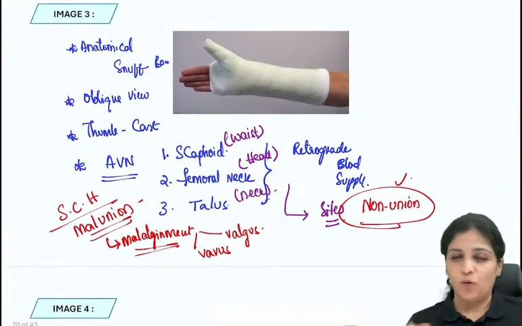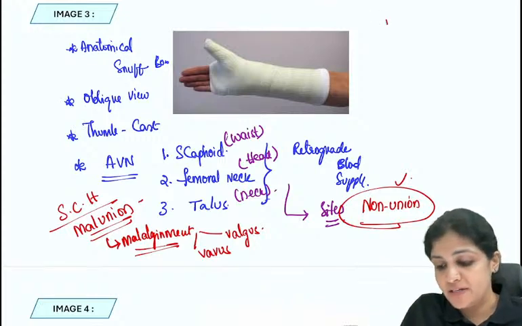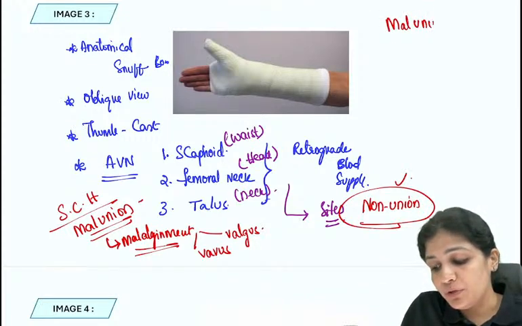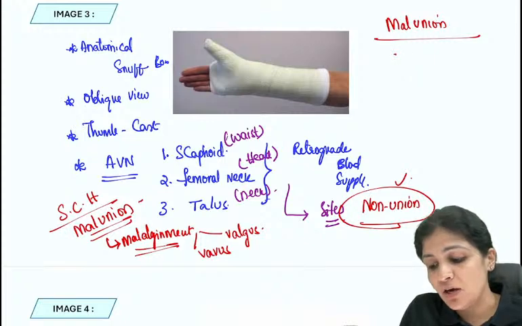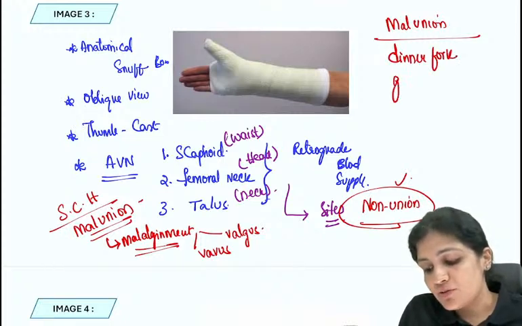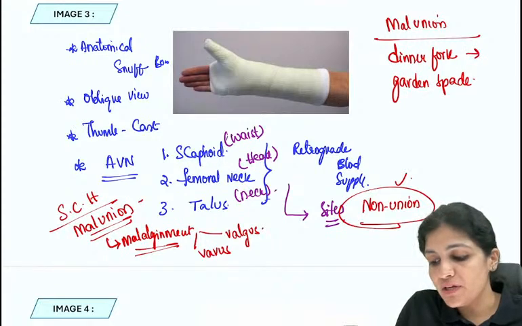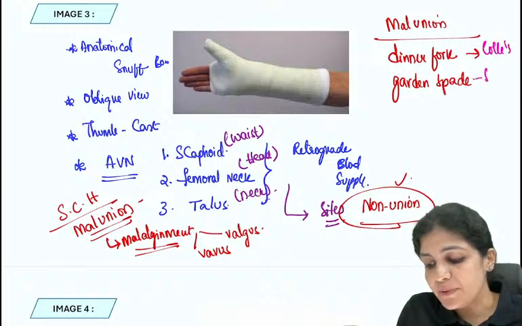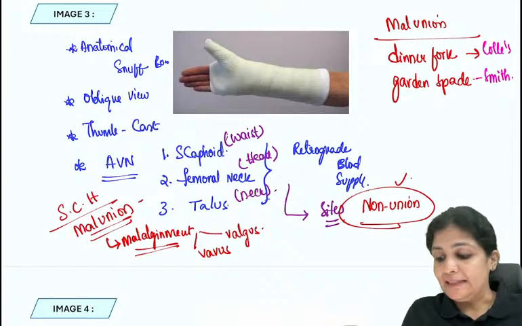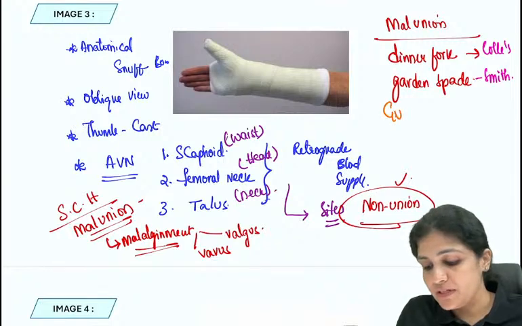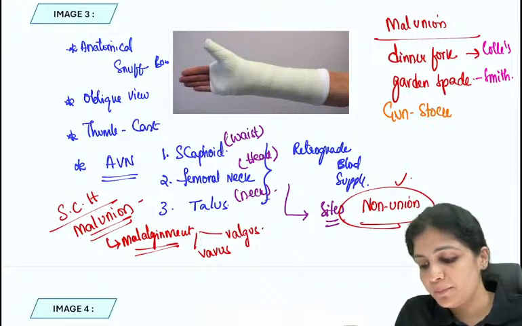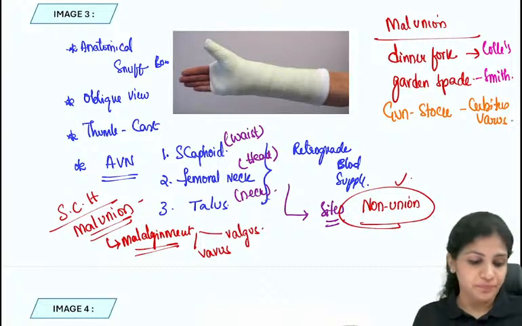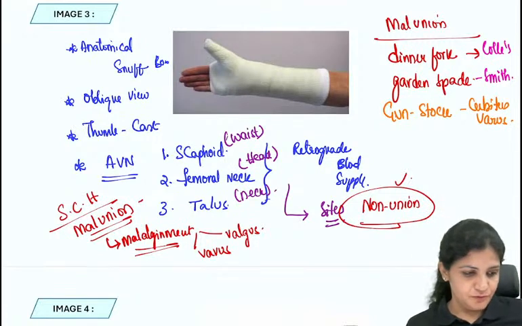Yes, Colles' fractures are all malunion. So they will result in deformities. So what are the malunion deformities? One is your dinner fork deformity, then your garden spade deformity. Dinner fork is for Colles', garden spade is for Smith's, right? And then we have your gunstock deformity. What is gunstock deformity for? Cubitus varus. Yeah, good.